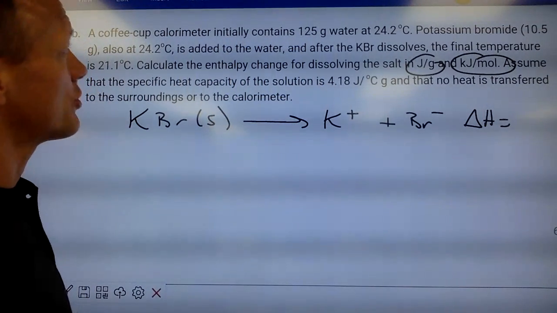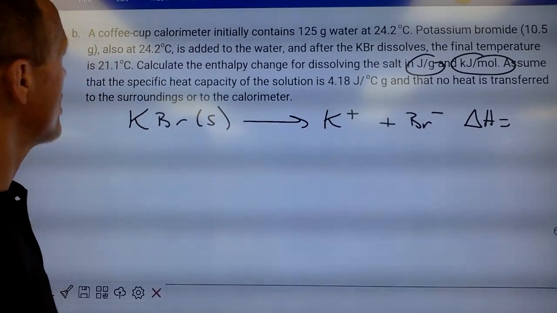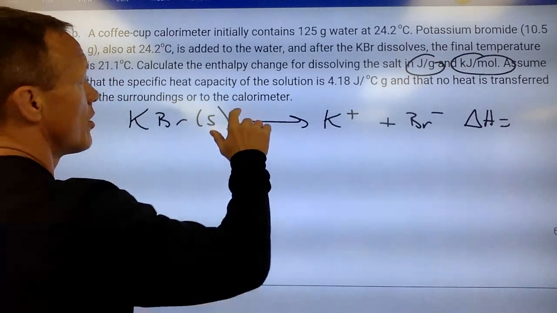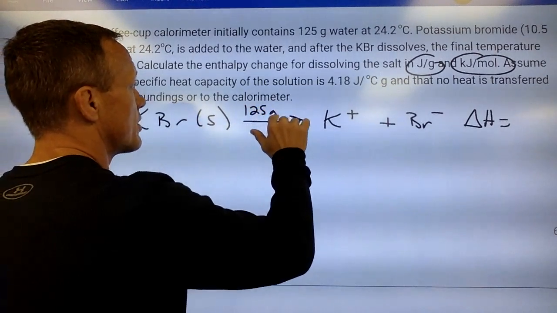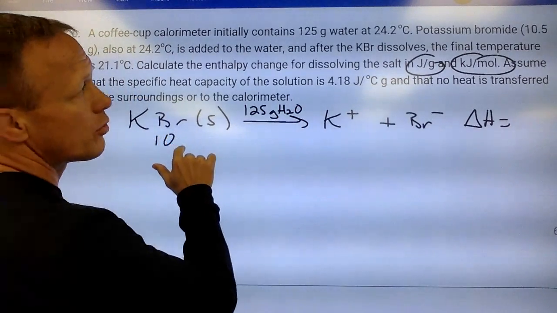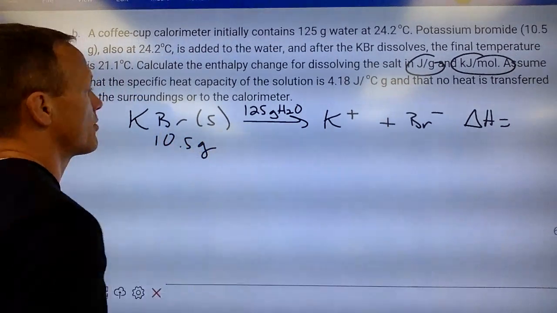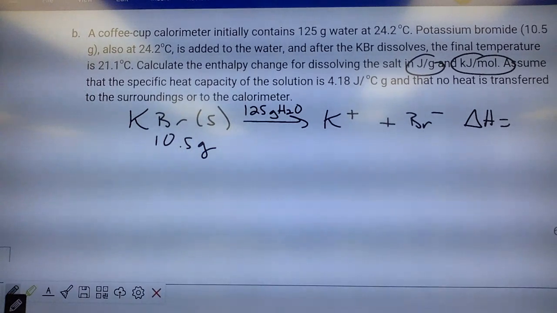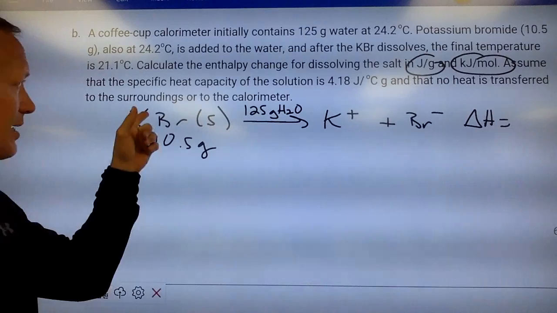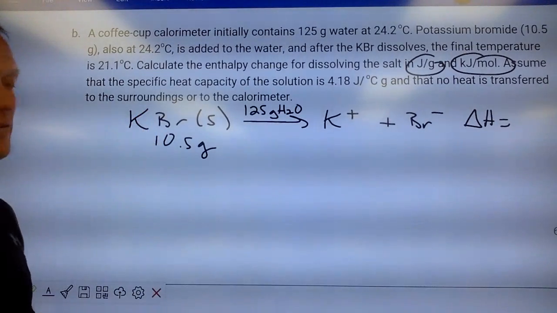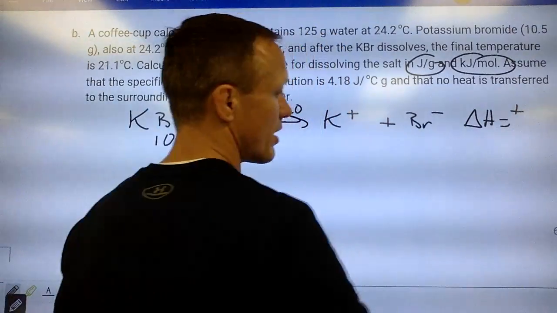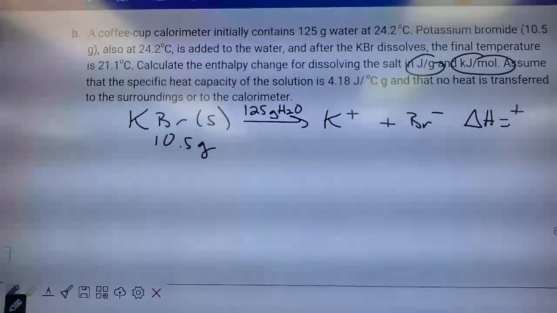Notice that the water temperature goes from 24.2 down to 21.1. The water is getting colder, and we're putting it in 125 grams of water, and the KBr weighs 10.5 grams. So the water's getting colder. That means the heat must be going out of the water into the KBr. So our enthalpy change for this is going to be positive. At the end, I know this is going to be a positive value.